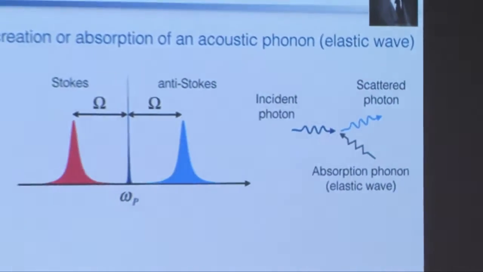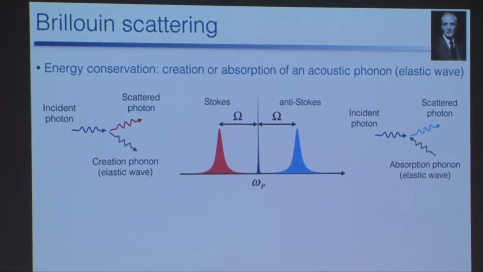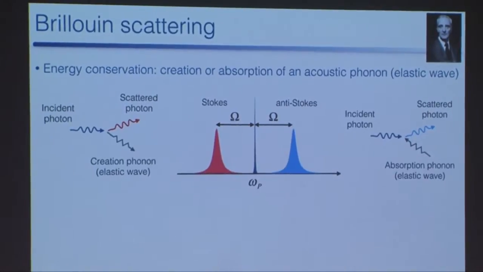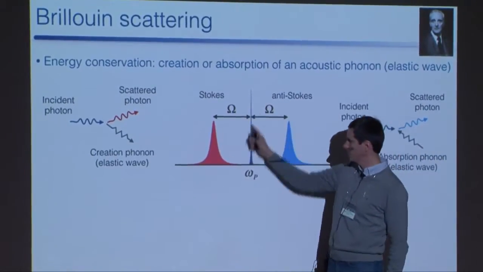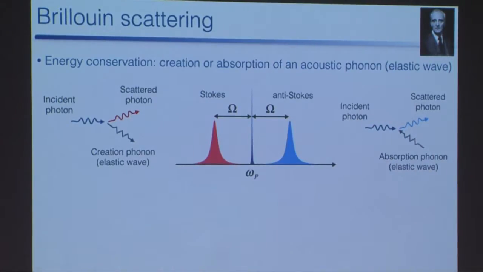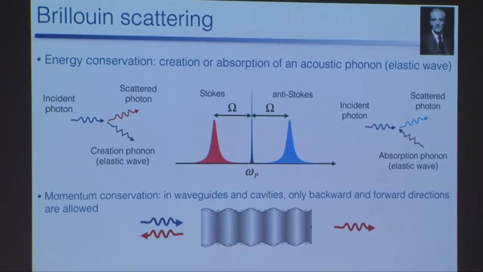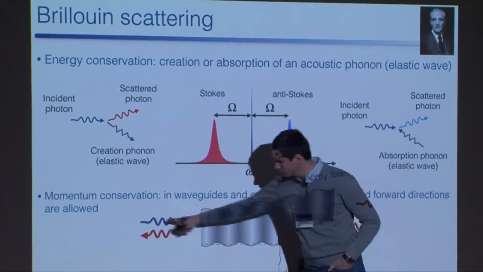Right? At the same time, you can have the absorption of a phonon and then create a blue shift signal. So a simple experiment would be you send light in, the sample is here, you look at the spectrum before and after it interacted with the acoustic waves, and you should see, in addition to the line that you send in, two sides, one to the right, one to the left, at the frequency of the acoustic wave, right? In order for this process to be efficient, we have to have energy conservation and momentum conservation. So in a waveguide, which is what I'm going to be treating, the propagation is always along the axis, right?